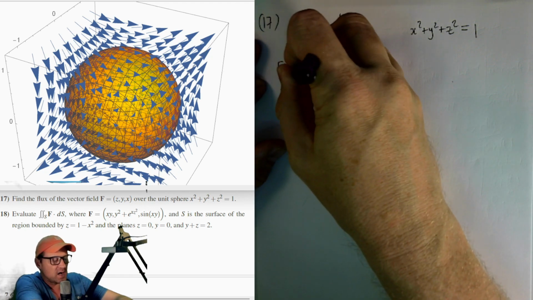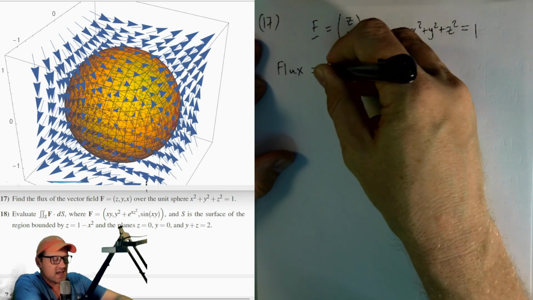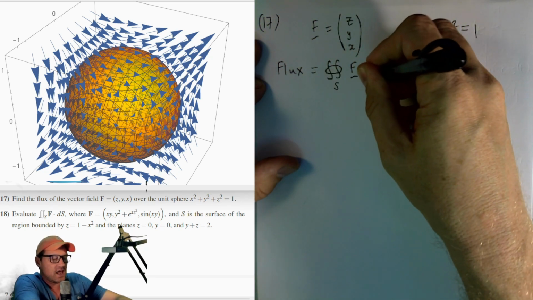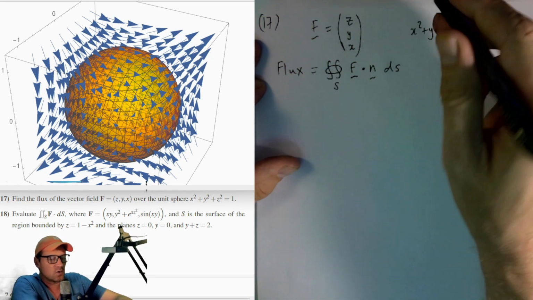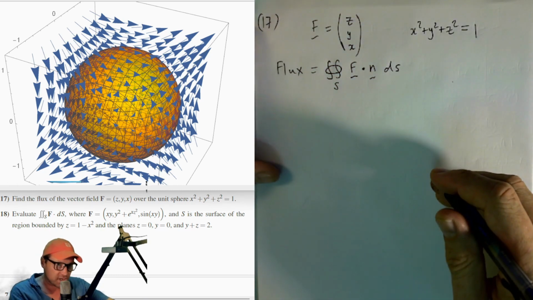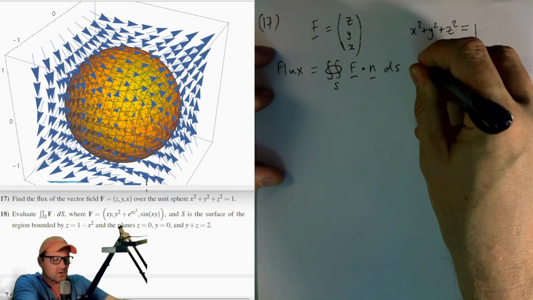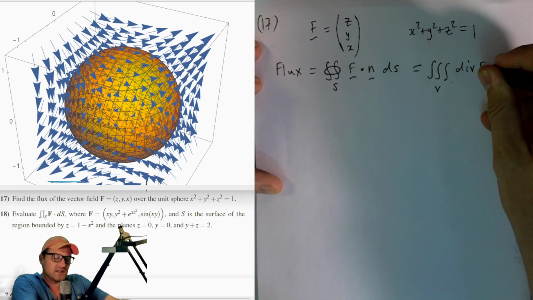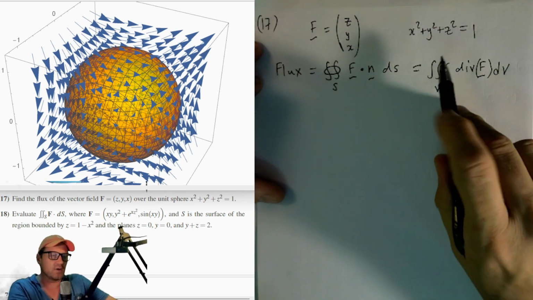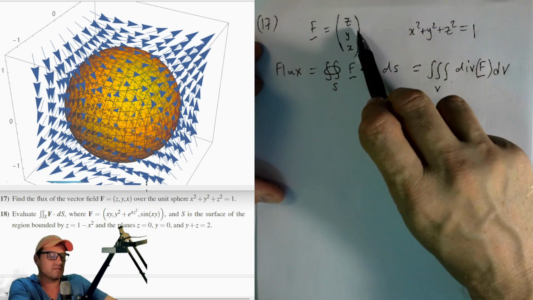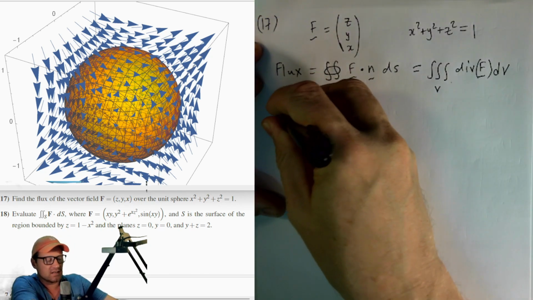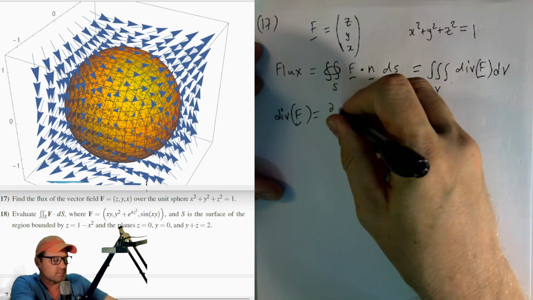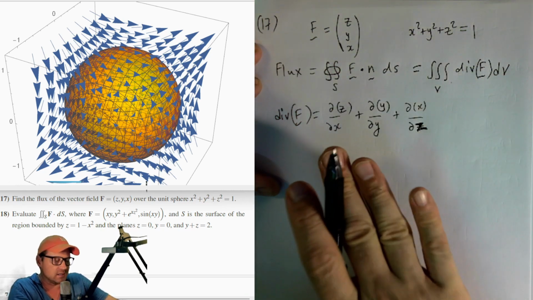Okay, so this is given by the double integral over the surface S. Now that's a closed surface. F dot n dS, where n is the normal to the surface. And so we can trade this in for a triple integral. So this is the divergence theorem, where inside we have div of F dV. Okay, so now we need to calculate div of this force field F. So div of F is the sum of the partial derivatives of each of the components. Okay, so here's div. Now let's calculate this.